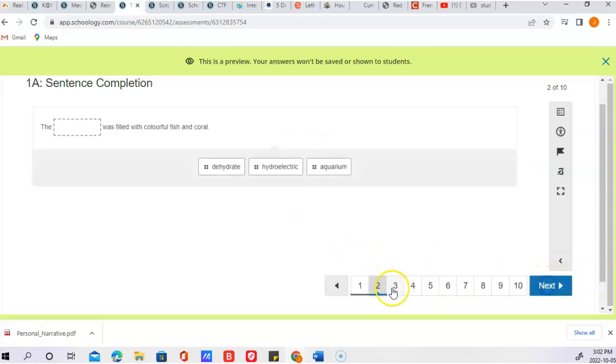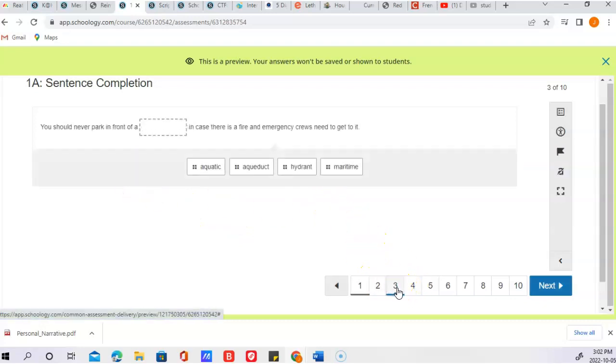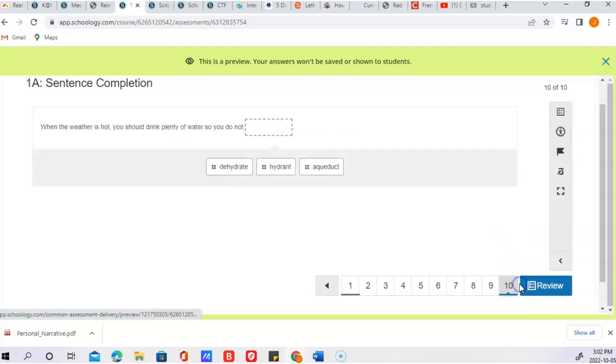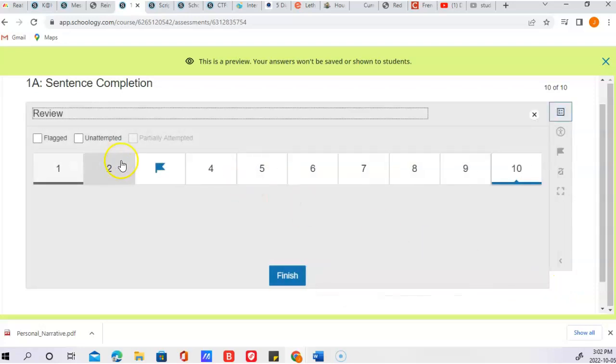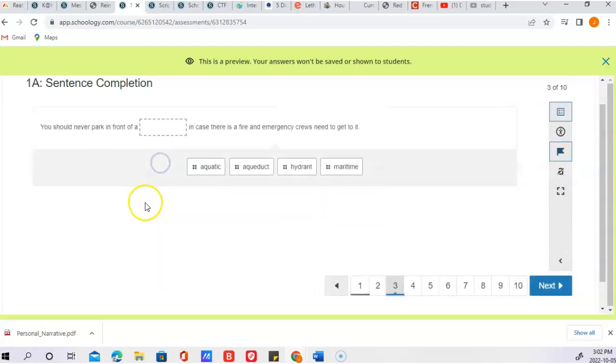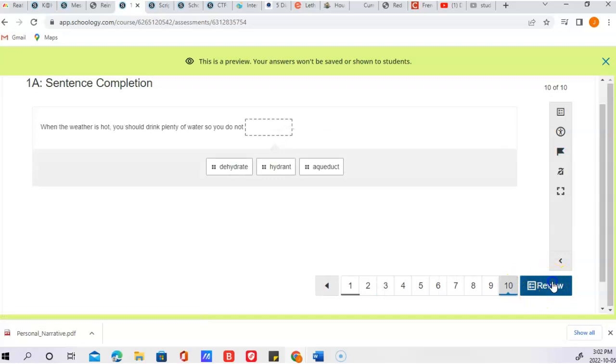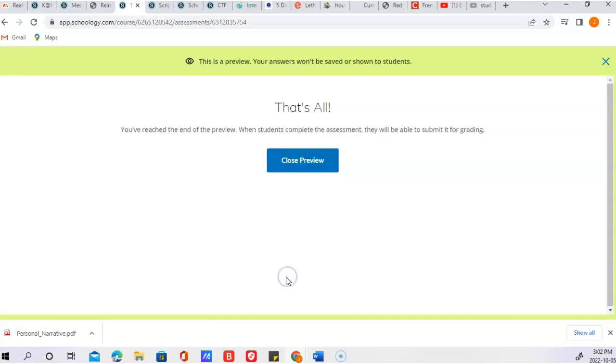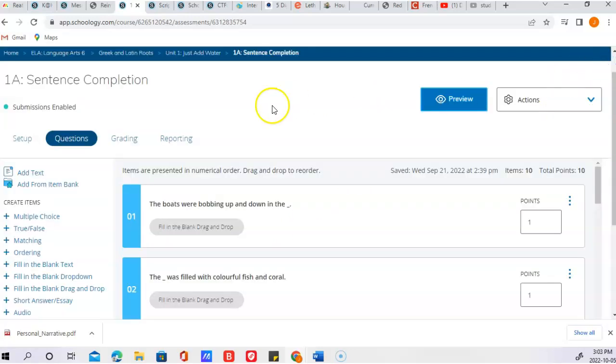You can click next, or you can just click on the number 2 to go to the next one. Do the next question. Click on the next one. Remember, if you're not sure and need to go back, you can set the flag to that one. And then when you get to the last question and finish the last question, click review. It'll show you which question you flagged. Then you can click there and go back to it. Try it again. And then after you're done that, when you've done the review, finish and then submit it. And then you're done 1A.